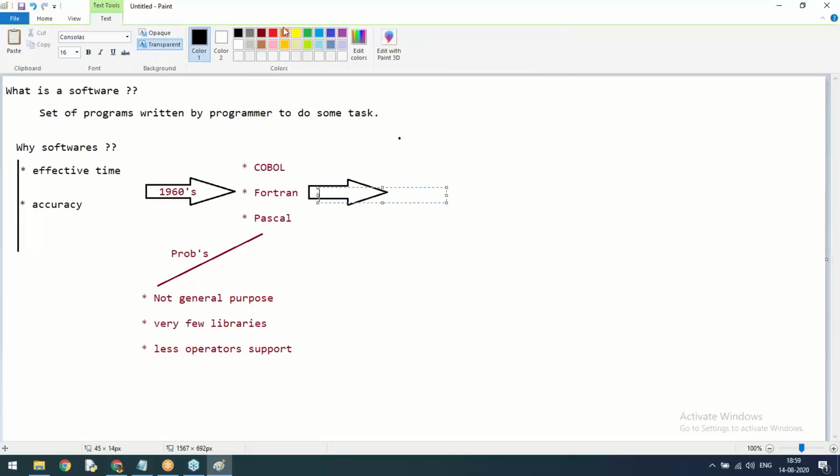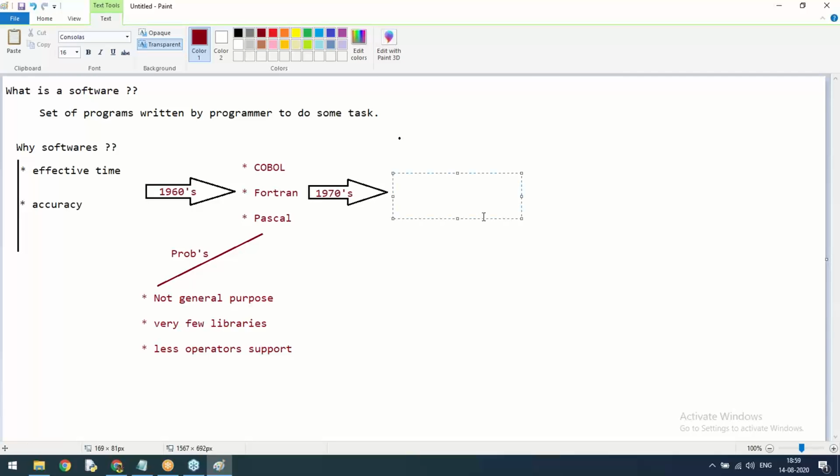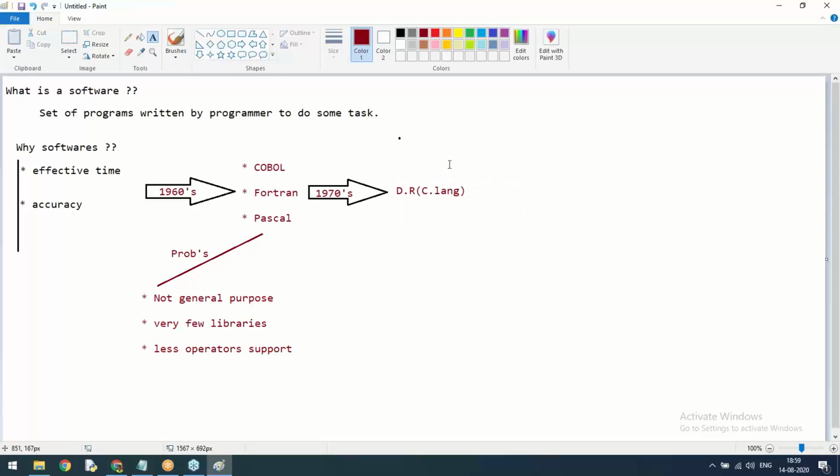In which year, sir? The 1970s. There is a person by the name Dennis Ritchie. Who doesn't know his name? He introduced a language called C language. Sir, when did C language come into the market? In the 1970s, C language was introduced by Dennis Ritchie, majorly to overcome the problems of older languages like COBOL, Fortran, Pascal, and so on.